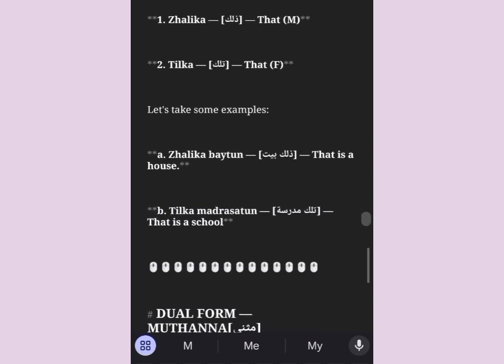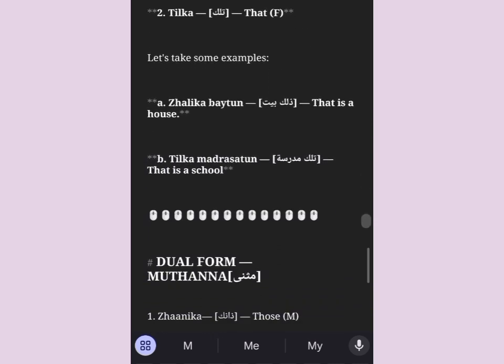So let's take some examples here. Dhalika bayt. That is a house. Tilka madrasa. That is a school. Dhalika, tilka. So please take note of the way it is used.